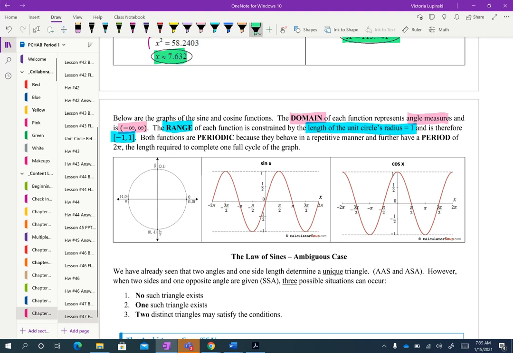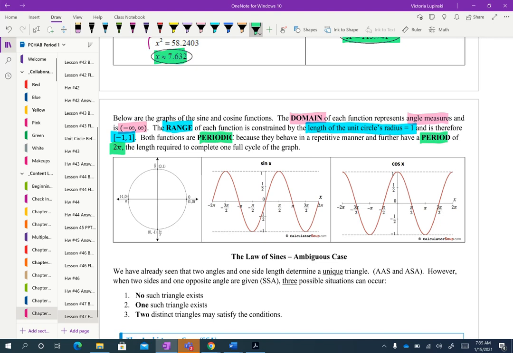Both functions are called periodic because they repeat in a repetitive manner, meaning that it starts to repeat after a given set of x's. Those x's are determined to be the period, and it's how long it takes to complete one full cycle. And both the sine and the cosine have a period of 2 pi, which you should note means 1 revolution, so 1 trip completely around the circle.